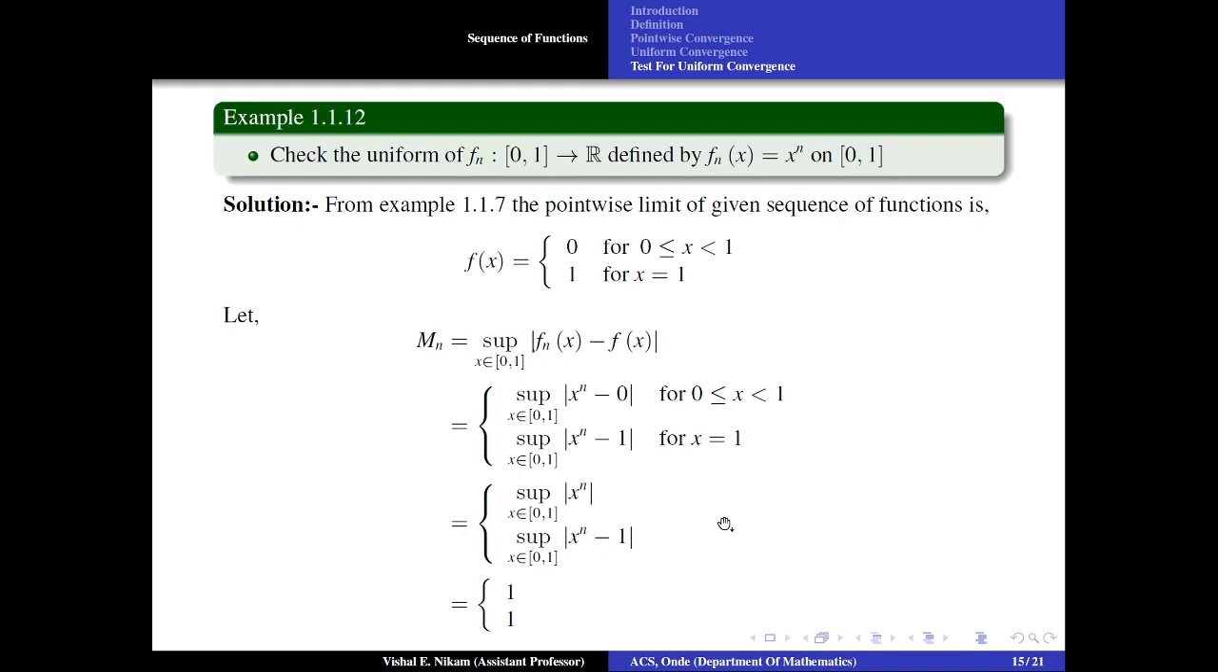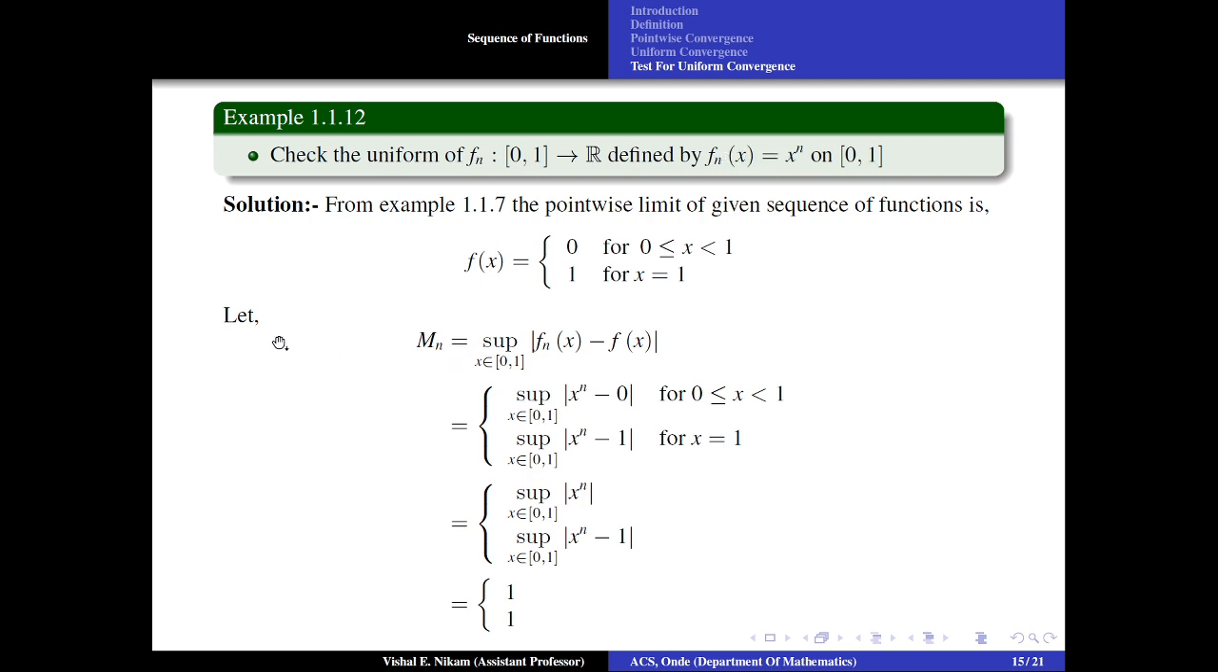So let us apply the test for uniform convergence to these examples. Just by using the epsilon-delta definition, we had proved that this convergence is not uniform. Now just apply the Mn test to check the uniform convergence of this sequence of functions fn of x equal to x to the power n.